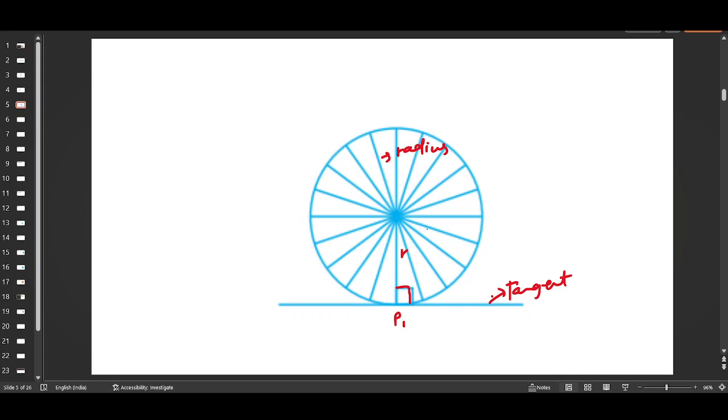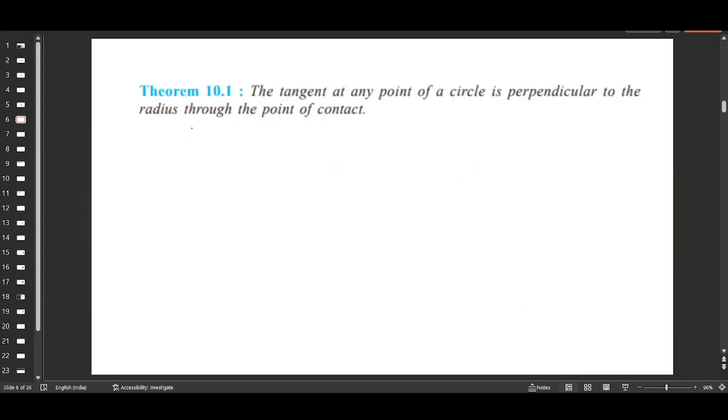We shall now prove this property of the tangent. If you extend this line, you will be able to prove this theorem. This is also a theorem. Now come to the theorem. Theorem 1 says that the tangent at any point of a circle is perpendicular to the radius through the point of contact. Clear? What do you feel? Can you prove this? Now look here.